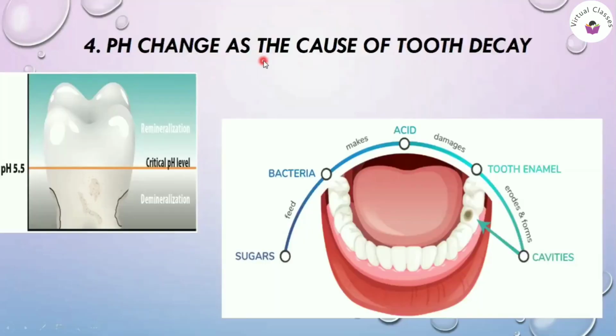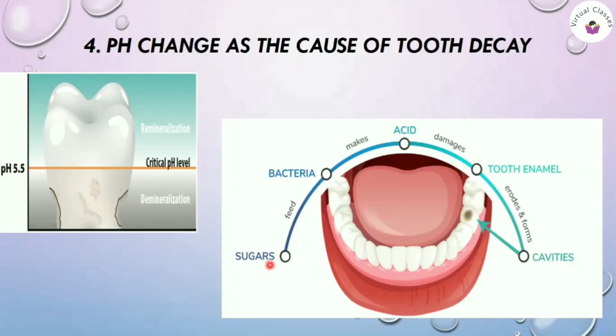Next is pH change as the cause of tooth decay. The tooth decay starts when the pH of the mouth is lower than 5.5. The enamel is made up of calcium phosphate, which is the hardest substance in the body. This calcium phosphate gets corroded when the pH of our buccal cavity or mouth falls below 5.5 and it starts demineralizing. Hence, 5.5 can be said to be the critical pH level of our mouth.